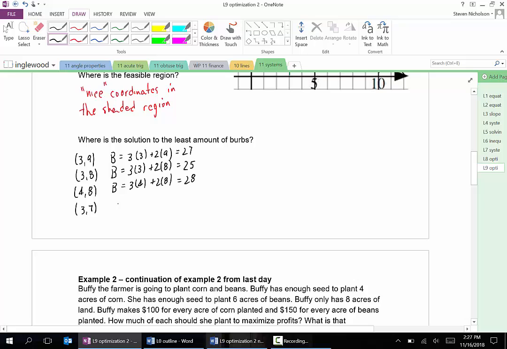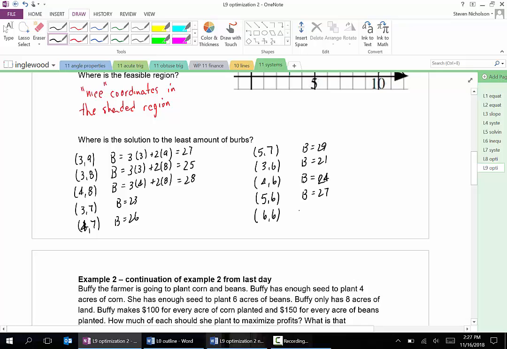So 3 comma 7 is going to be 23 burps. 4 comma 7 is going to be 26 burps. 5 comma 7 is 29 burps. 3 comma 6 is 21 burps. 4 comma 6 is 24 burps. 5 comma 6 is 27 burps. And finally, 6 comma 6 would be 30 burps.